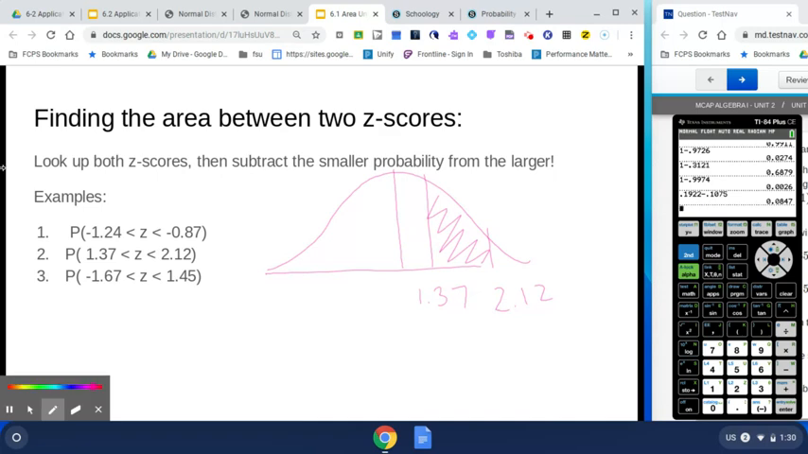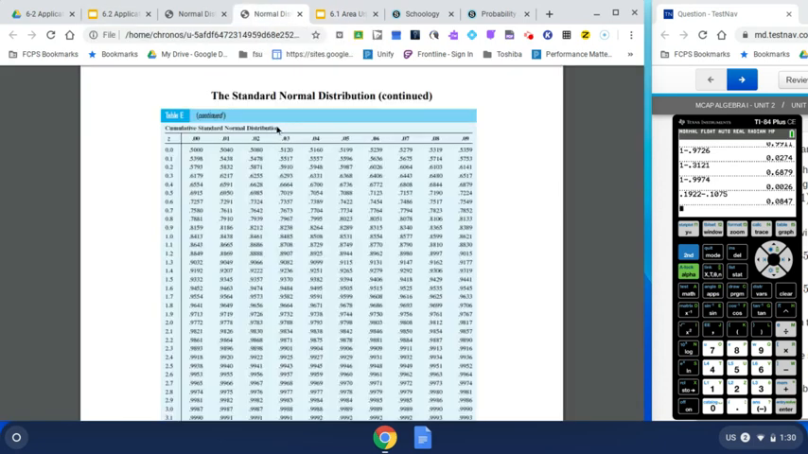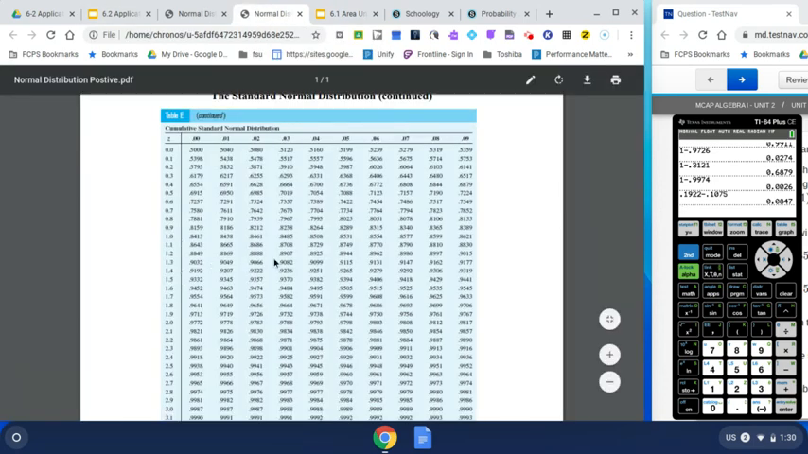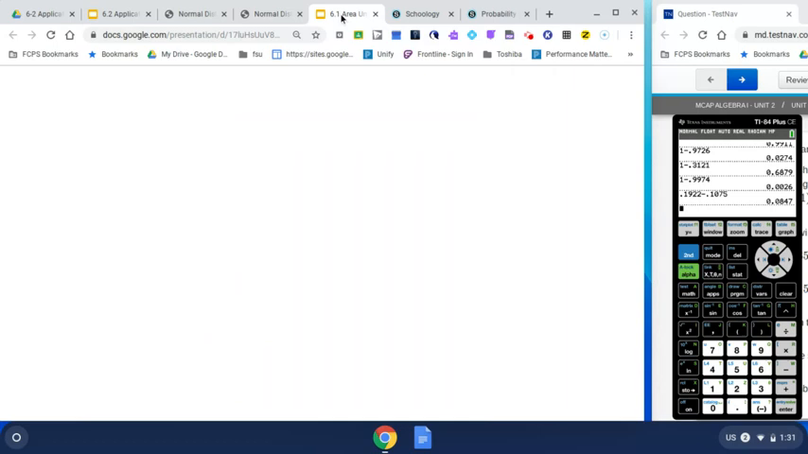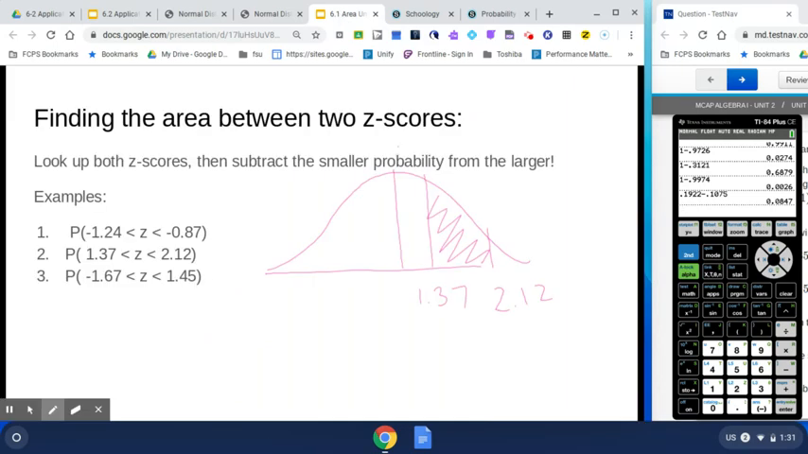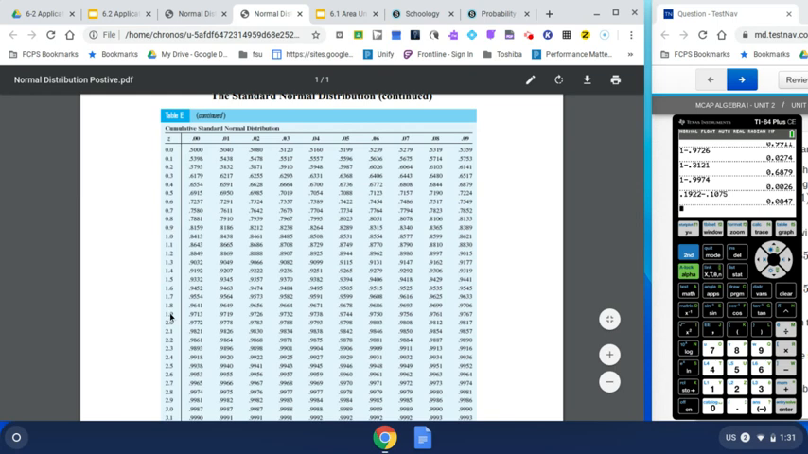So looking up 1.37, I see a probability of 0.9147. And looking up 2.12, I see a probability of 0.9830.